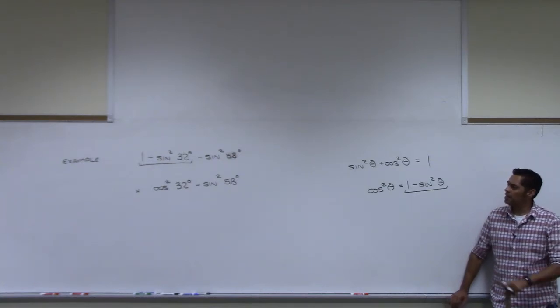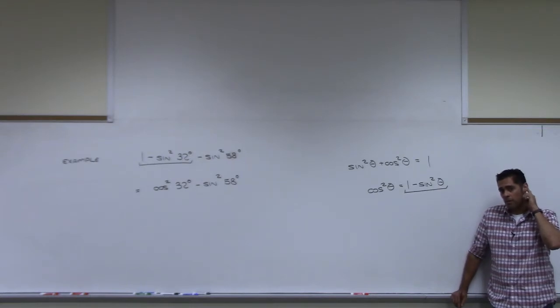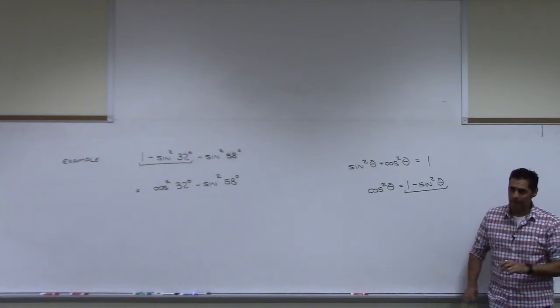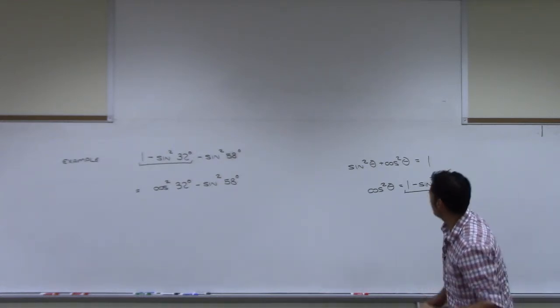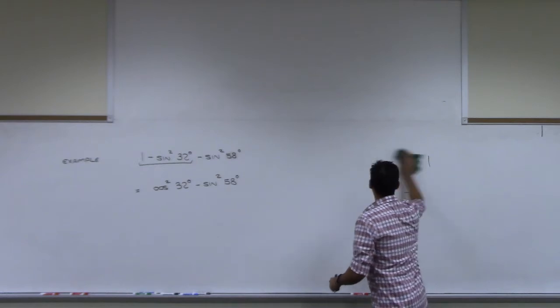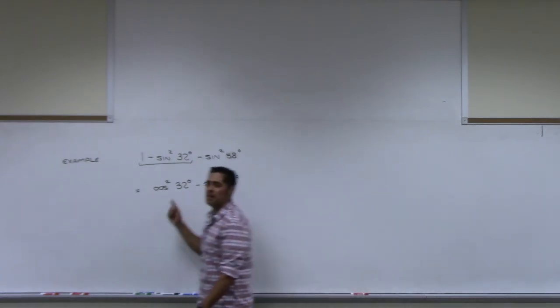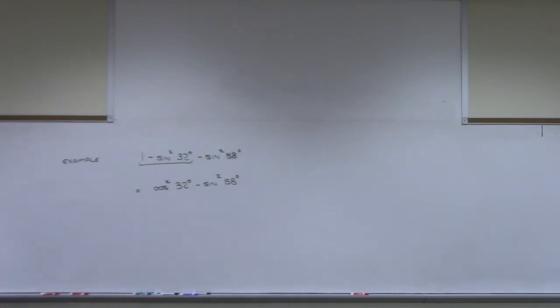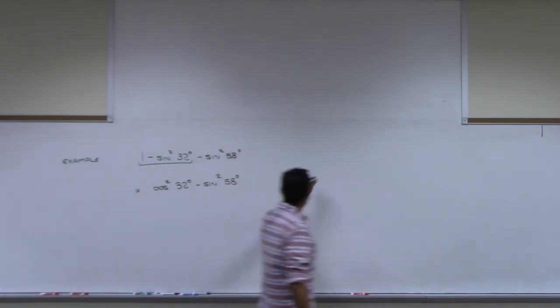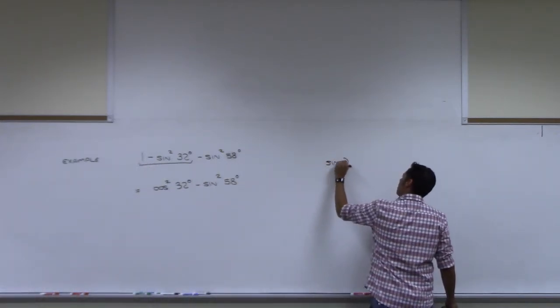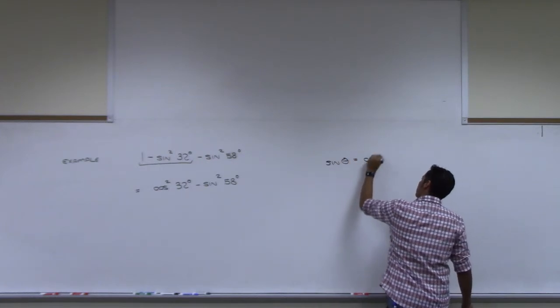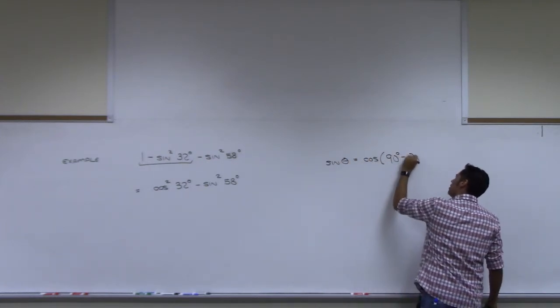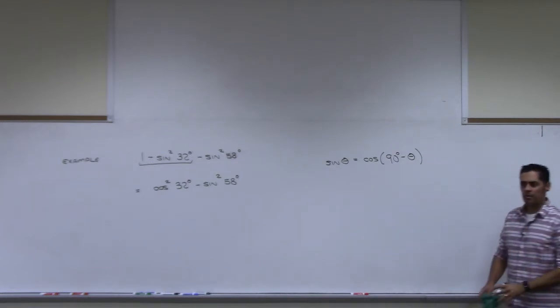Look at the identities I set for you to put a star next to that were going to be important. Somebody pointed out that these angles add up to be 90, right? Which identity did I give you that had 90 degrees in there? The complementary one, right? Didn't we have this? Sine of theta equals cosine of 90 degrees minus theta? Don't we have that?